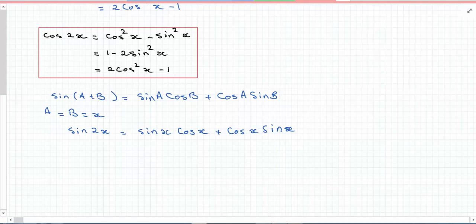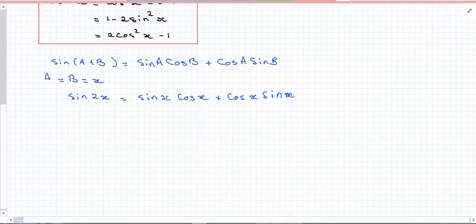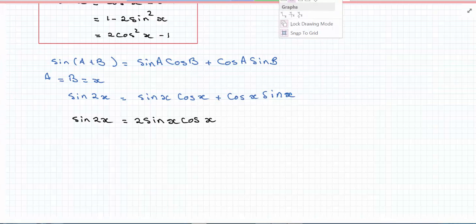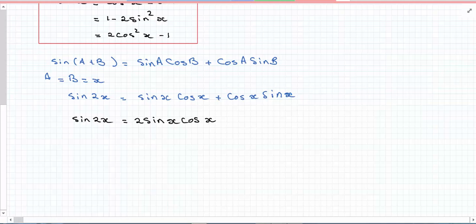In other words, we have sine 2x equaling 2 sine x cos x. Going to put that in the box as well. That's our relationship for sine.